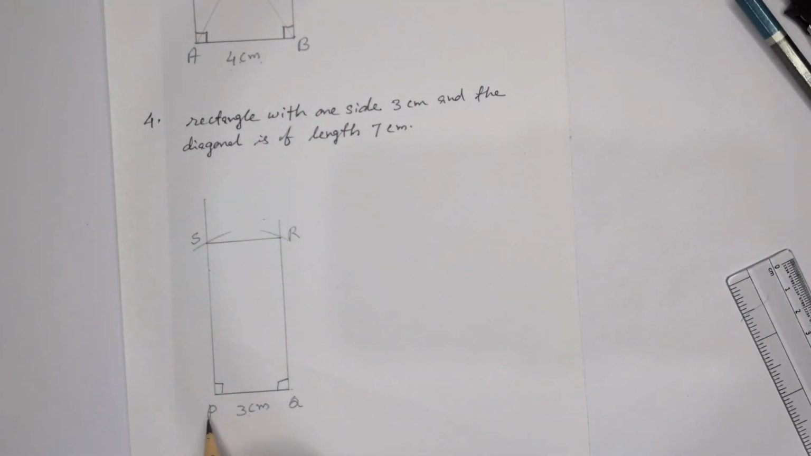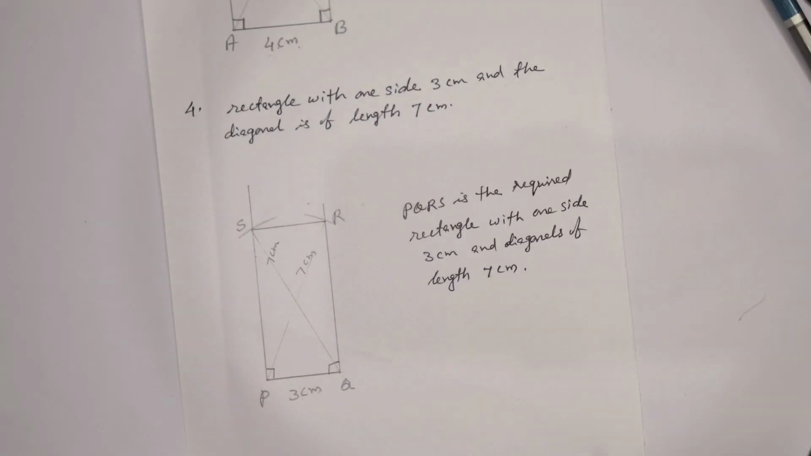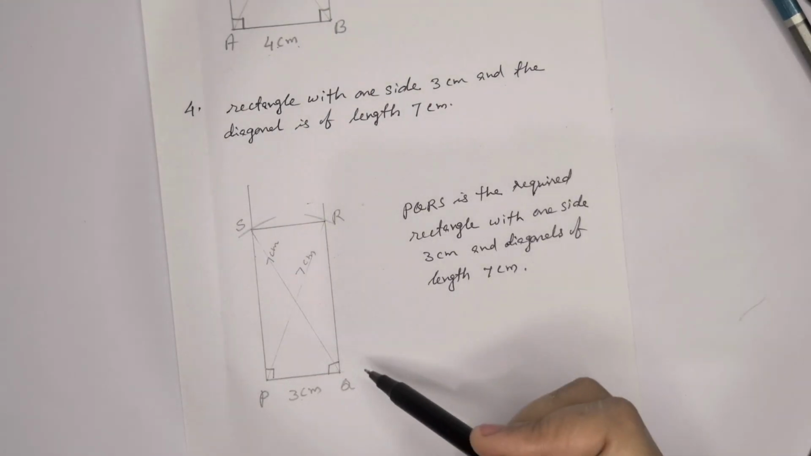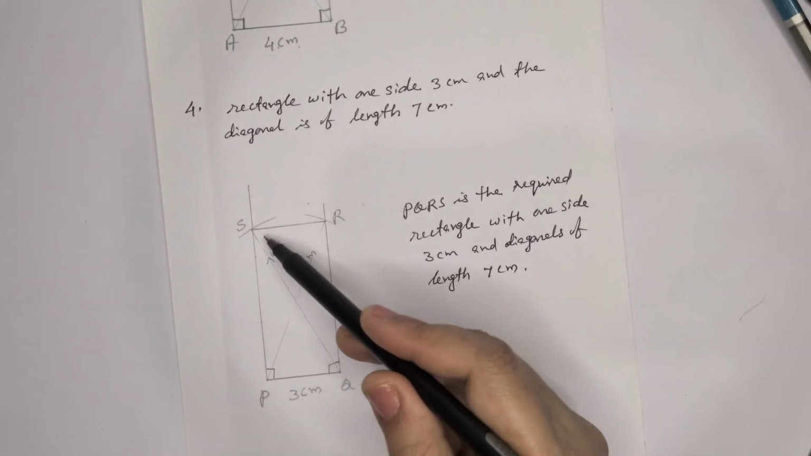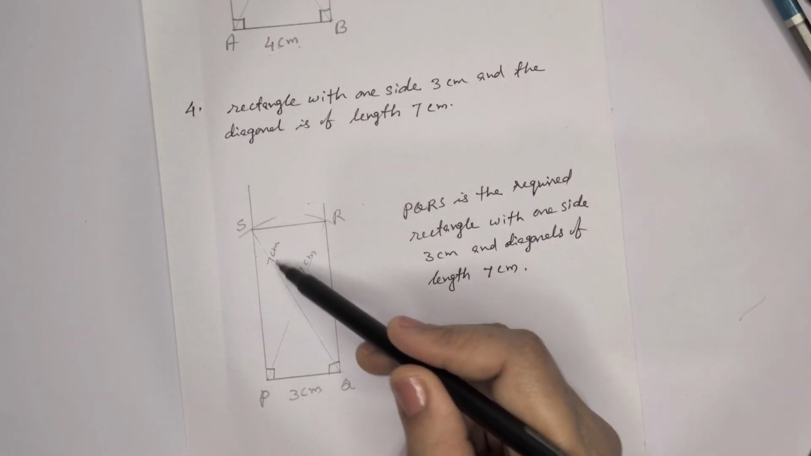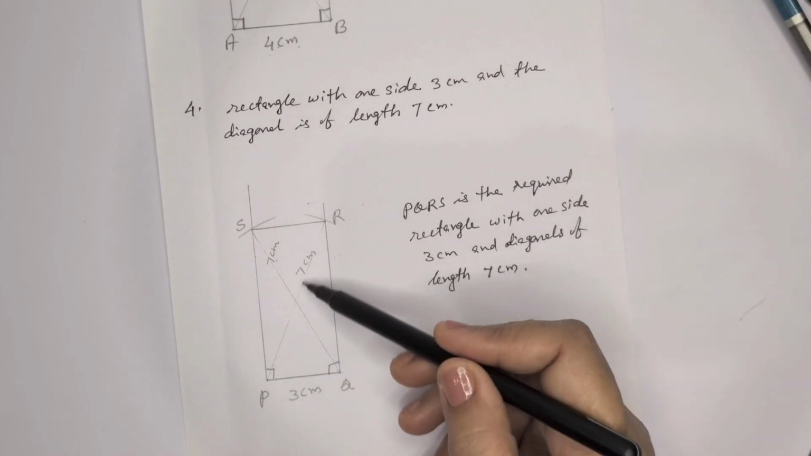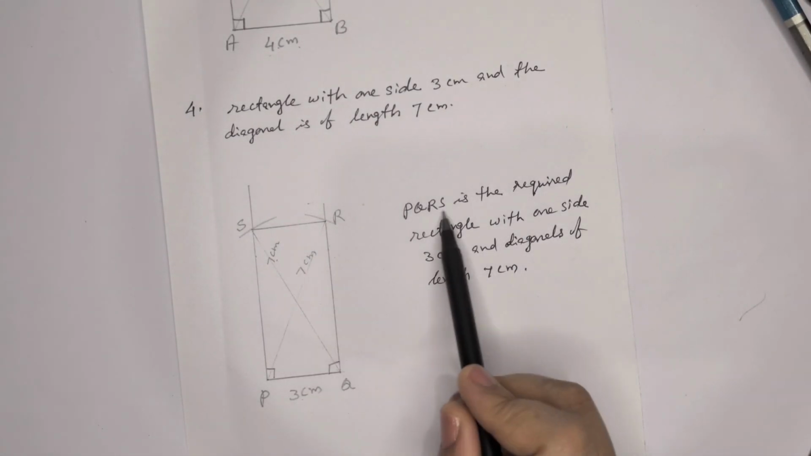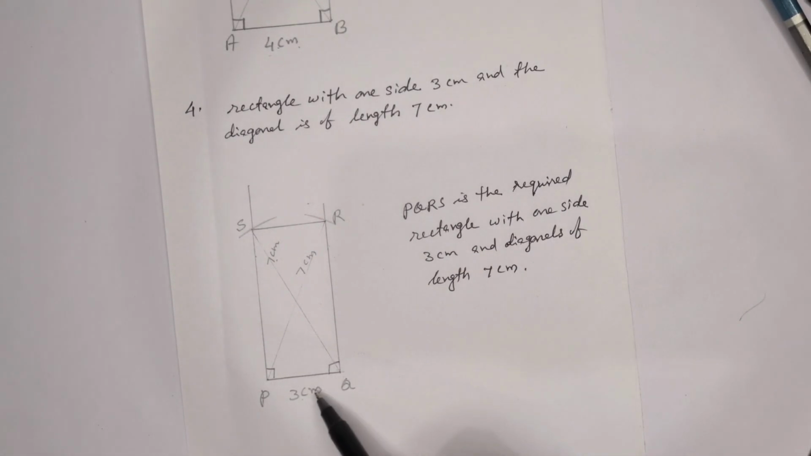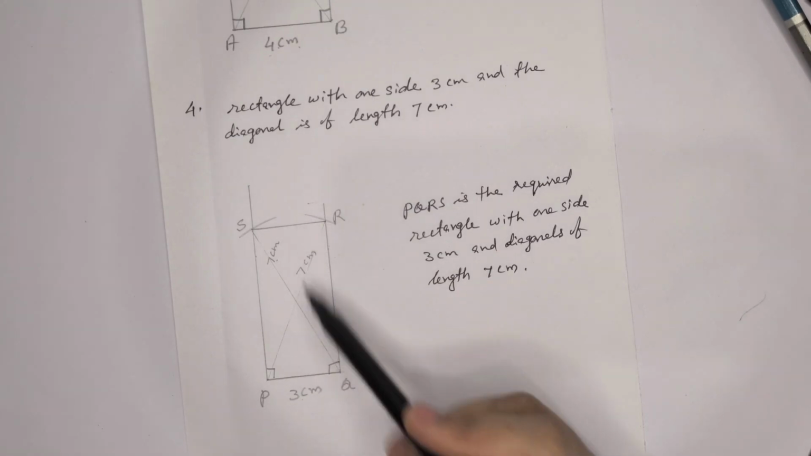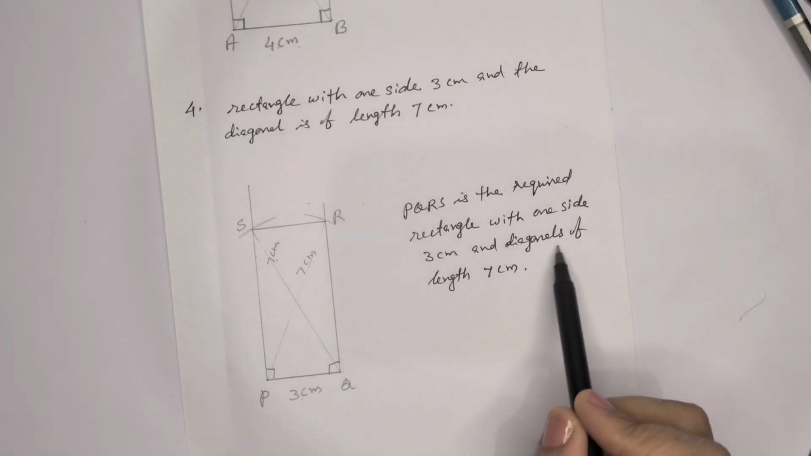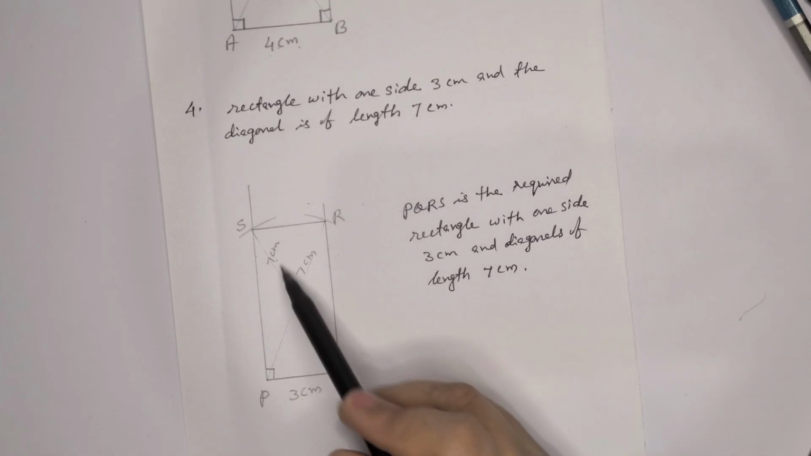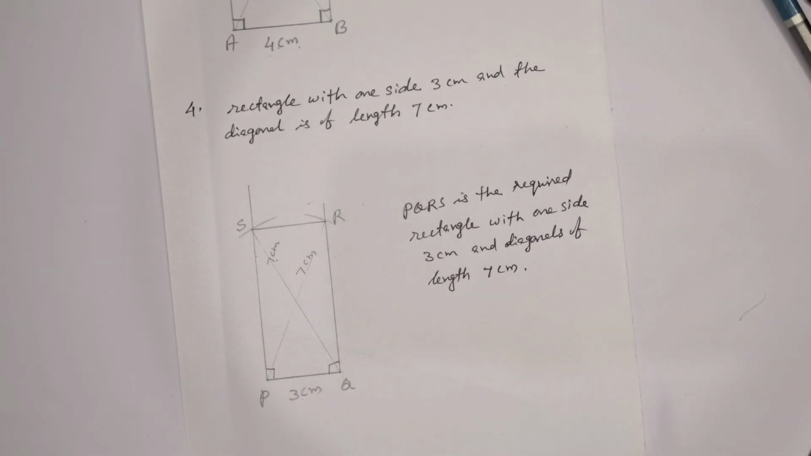Now we will get PQRS is the required rectangle. By dotted line we can join S and Q, the diagonal that is 7 centimeter, and P and R, the second diagonal that also 7 centimeter. So we can write PQRS is the required rectangle with one side 3 centimeter. That means the opposite side also 3 centimeter, and the diagonal of length 7 centimeter. Both the diagonals of length 7 centimeter.